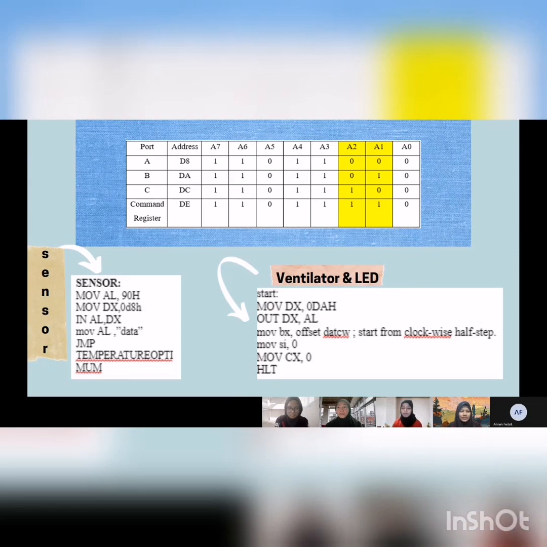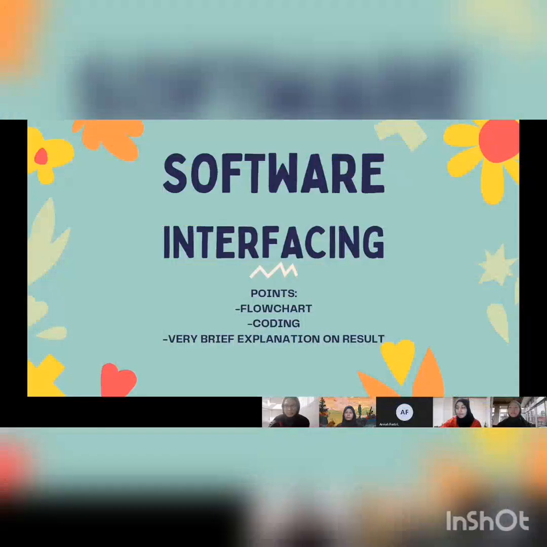The address 0DAH was stored into DX, as it is connected to port B, where the ventilator and LED are connected as output. Okay, now I will present the flowchart for this software interfacing.